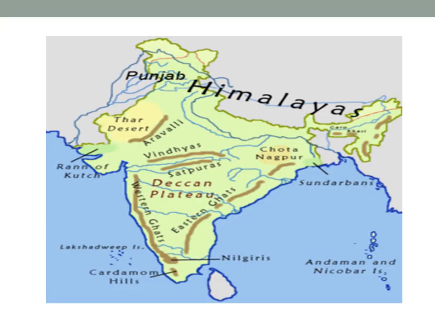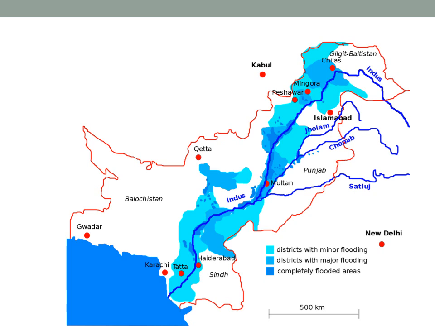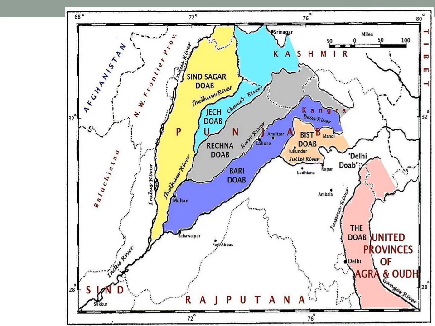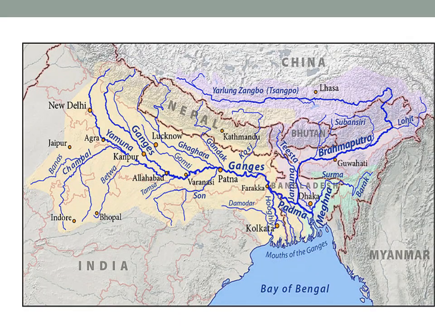This map shows you the Punjab Himalayas. This map clearly shows you river Indus and river Satluj. This map again shows you the river Indus. This map clearly shows you the river Sangpo.